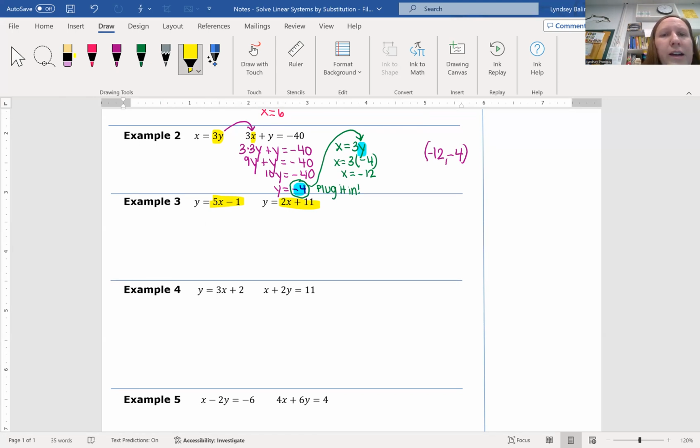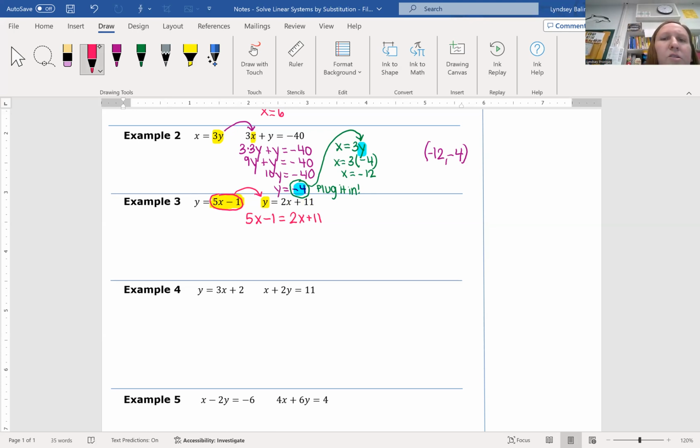Or you can go through the process like we've been doing and say, my first equation, I'm just going to take that stuff since that's what y equals and plug it in for the y in that equation over there. Either way, our equation ends up looking like 5x minus 1 equals 2x plus 11.